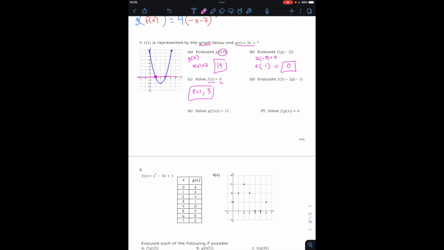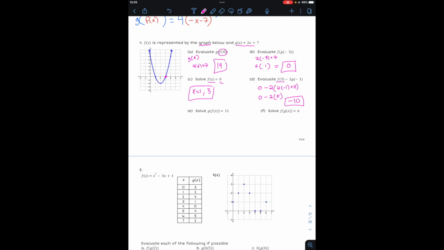Okay. Evaluate f of 3 minus 2g of negative 1. Okay, so the f and g's don't really interact. We're just going to evaluate and subtract. So f of 3 from our graph is 0 minus 2. G of negative 1 is 2 times negative 1 plus 7. So that's going to be 0 minus 2 times 5. And that's just going to be negative 10.